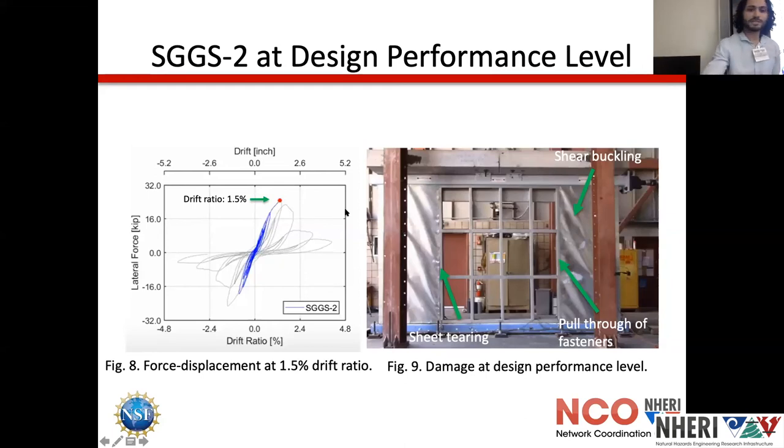At the design performance level, which is at the peak of this force displacement curve, we can see some sheet tearing occurring at the edges. We can also observe some shear buckling occurring in the steel sheet, as well as some pull through of the fasteners.